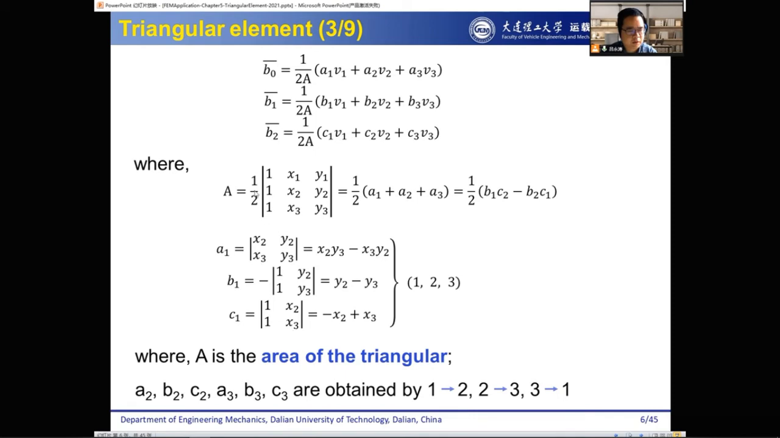Here the big A, the capital A, is the area of the triangle, and for other parameters like A1, A2, A3, they can be obtained by replacing 1 with 2, 2 with 3, and 3 with 1. So there's a rule here. What does this mean? Let me draw it here.